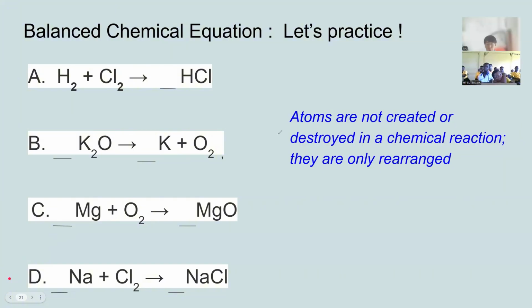But always remember that atoms are neither created nor destroyed in a chemical reaction. So we have 2H on the left, 2Cl on the left. What will be the number that goes here? Does anyone know the answer?